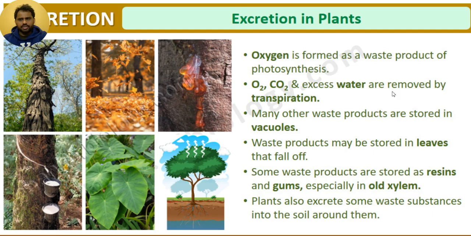Many other waste products are stored in vacuoles. Waste products may be stored in leaves that fall off. Some waste products are stored as resins and gums, especially in old xylem. And plants also excrete some waste substances into the soil around them.